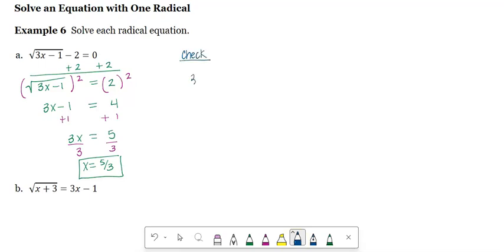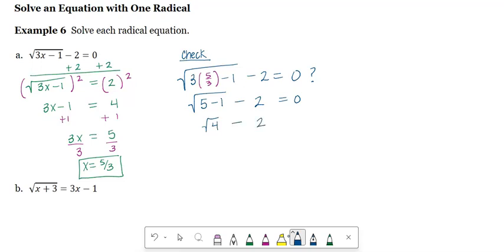So I have a 3, and I'm going to multiply 5/3 in the place of x. And I want to know if that's equal to 0. The 3 times the 5/3 is going to be 5. And then I get the square root of 4 minus 2. And it looks like I am getting 2 minus 2, which equals 0. So this works out. So 5/3 is our answer.